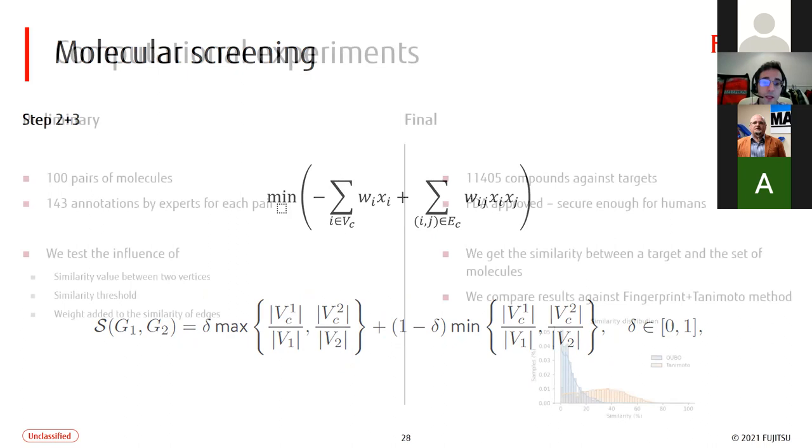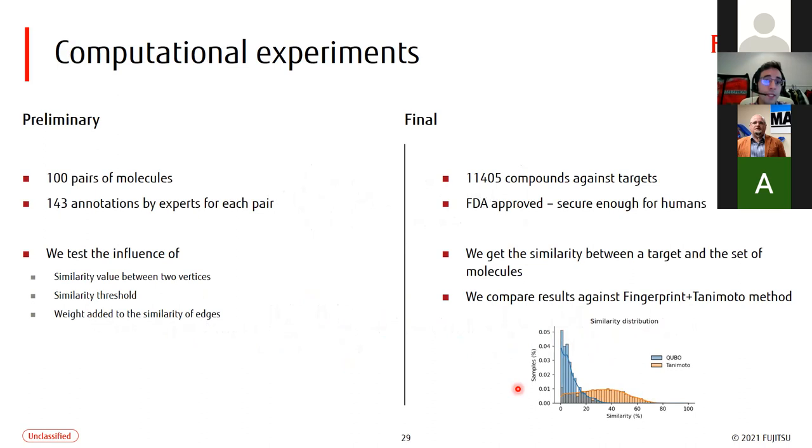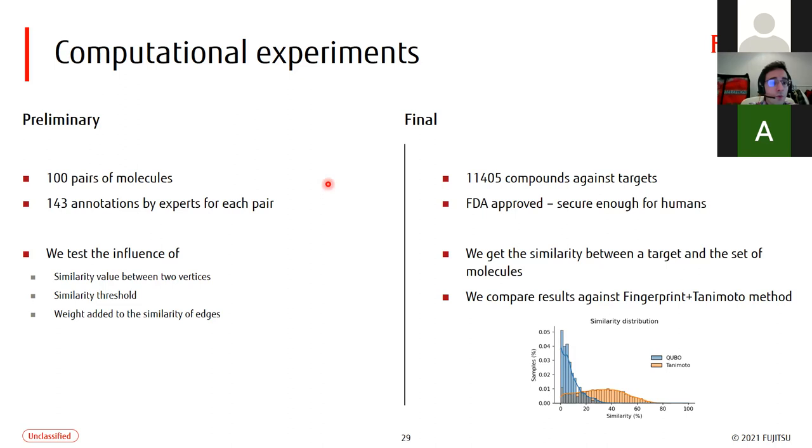So we did several computational experiments that will be published in a paper in several weeks, okay? First of all, we got different pairs of molecules annotated by some experts who said whether the molecules were similar enough or not. So if 72% of the experts said that these two molecules are similar enough, we would say that these molecules are similar with a value of 72%, okay?